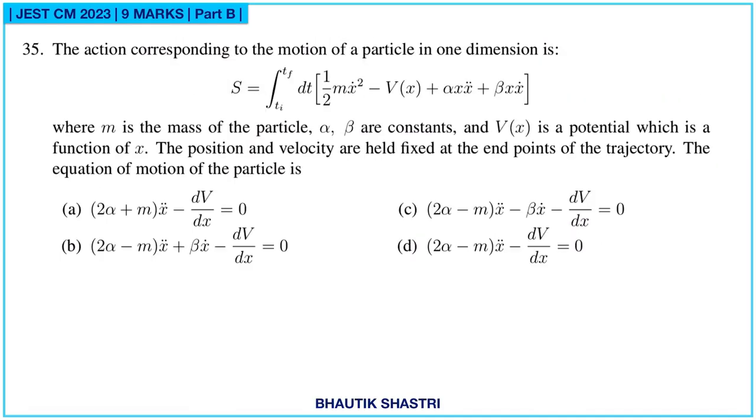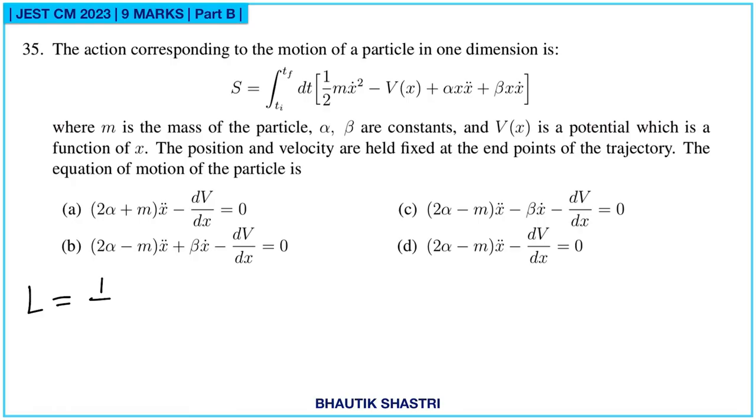Next question. The action corresponding to the motion of a particle in one dimension is S, where m is the mass of the particle, alpha and beta are constants, V of x is a potential which is a function of x. The position and velocity are held fixed at the end points of the trajectory. The equation of motion of the particle is? Now this L is given.